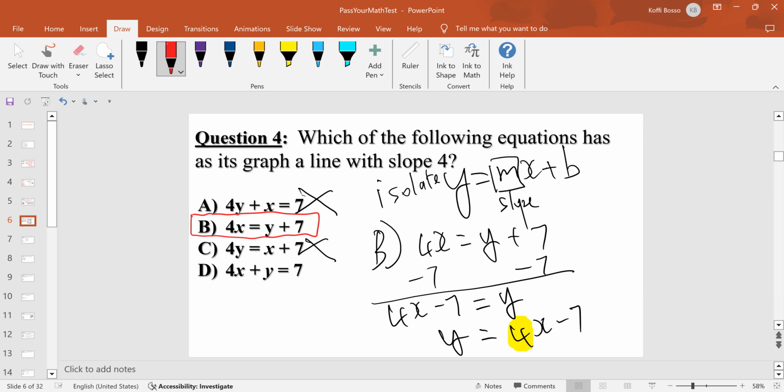Now, if you want to do it for D, let's see what's going to happen. In D, to isolate y, I need to subtract 4x. In that case, you're going to have y alone is equal to negative 4x plus 7. So the slope is going to be negative 4, but they say 4. So D is not the correct choice.